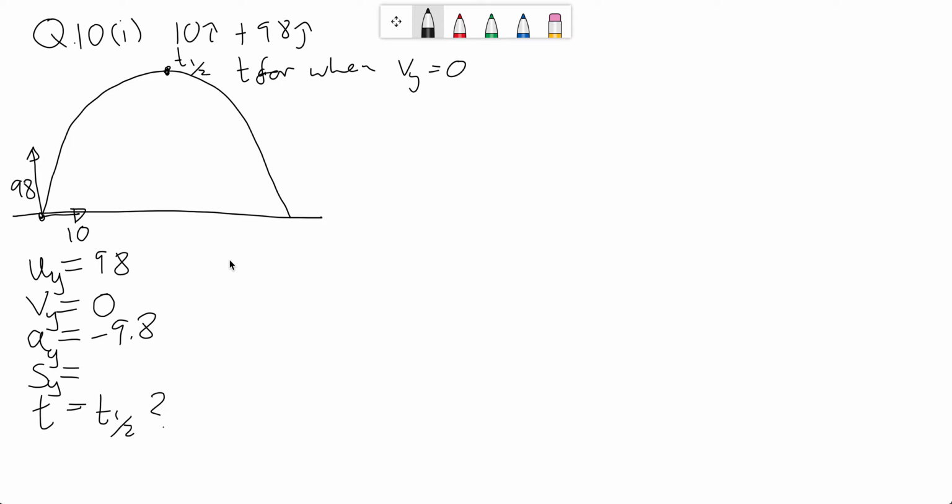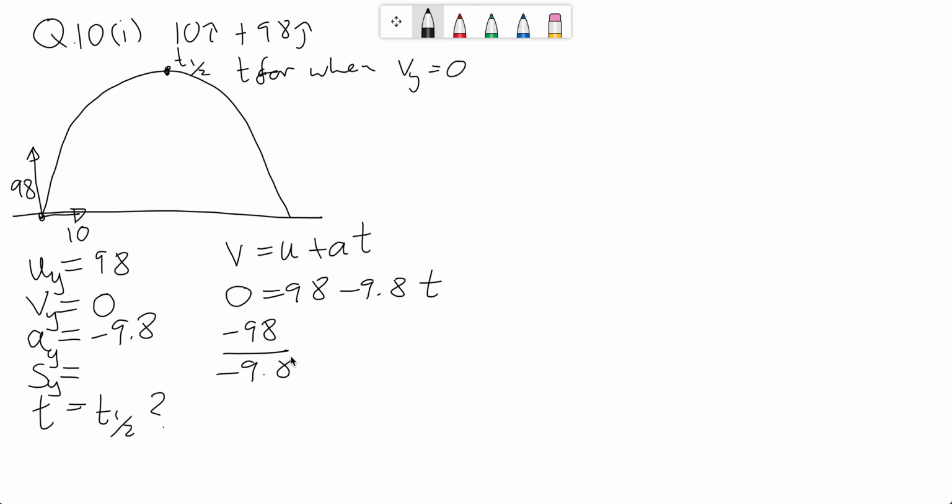Okay, so I think I'll use v equals u plus at would be the right equation to use. So 0 equals 98 minus 9.8t. So these are nice numbers you can see. So minus 98 divided by minus 9.8 equals t. So t must equal 10 seconds.